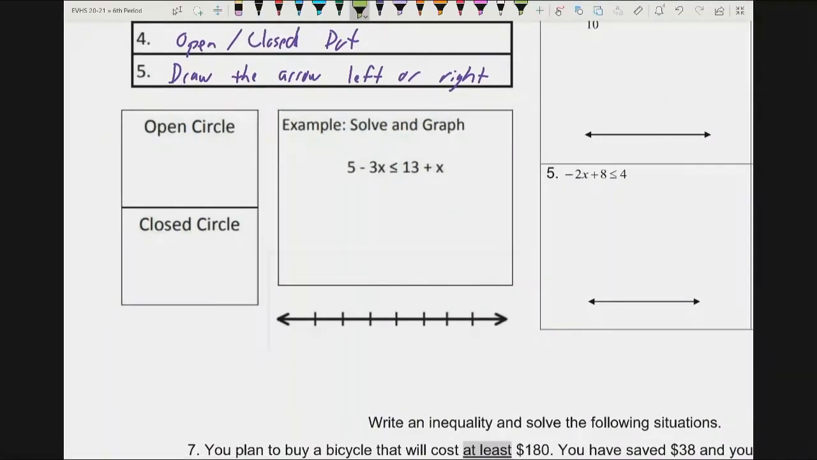Okay, open circle and closed circle. Which inequalities are going to give me open circles? Which one's going to give me closed circles? Which one's which? Oh boy, we got to think back to a week ago. Open circles are less than or greater than. Closed circles are less than or equal to or greater than or equal to.